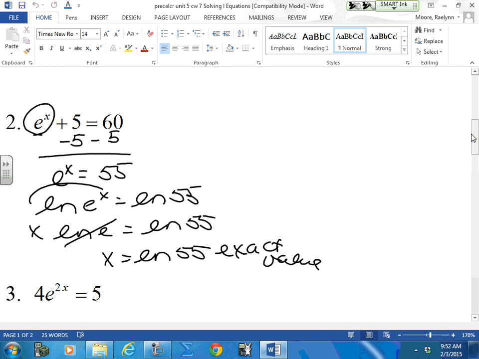Same thing like with the radical. If you get radical 7, you can't reduce it any more than that. So exact value would be radical 7. In this case, your exact value would be ln 55. If we're just rounding, then you put it in your calc, and you round to 3 decimal places. Our rule of thumb is still 3 decimal places. If I ask you for exact value, ln 55.